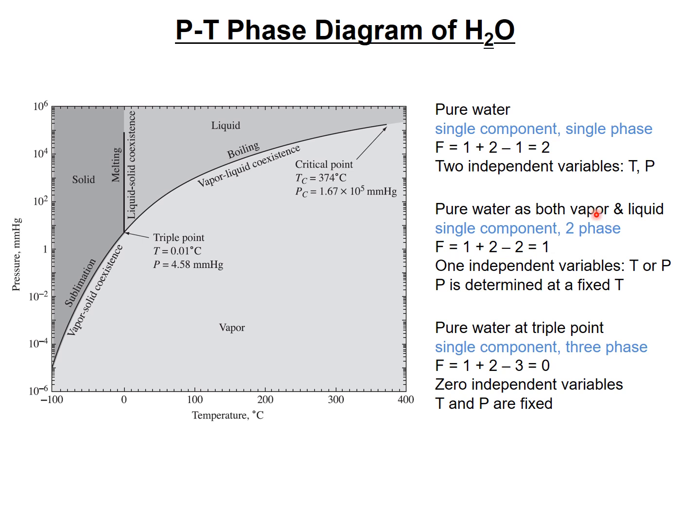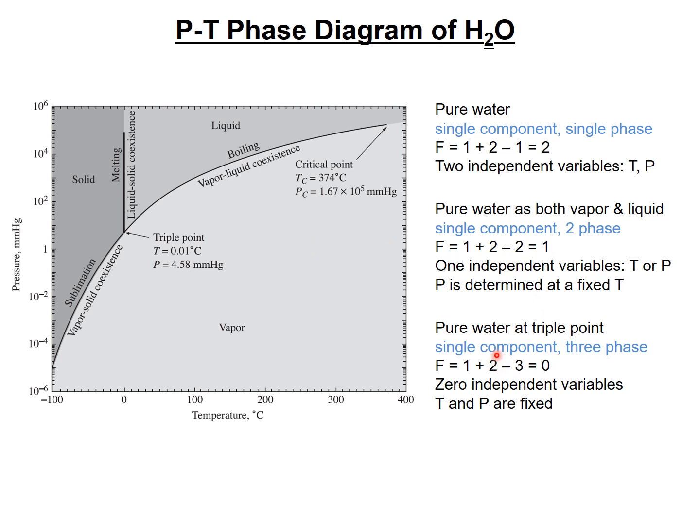It means those two-phase situations are found on the line, like vapor liquid coexistence, because if the temperature is fixed, then pressure should be fixed. It means that is the line. Then the same thing applies for the liquid solid coexistence and vapor solid coexistence lines.